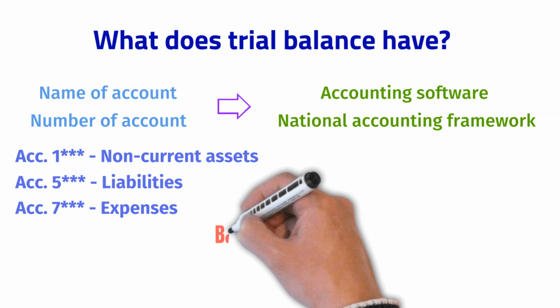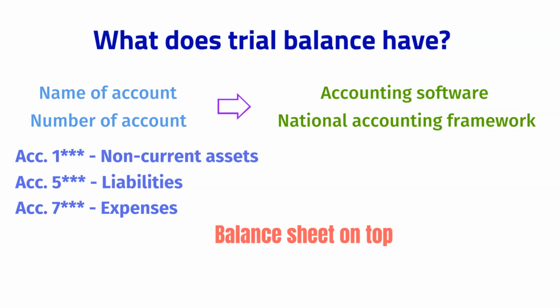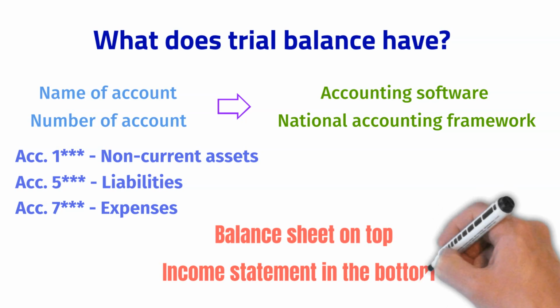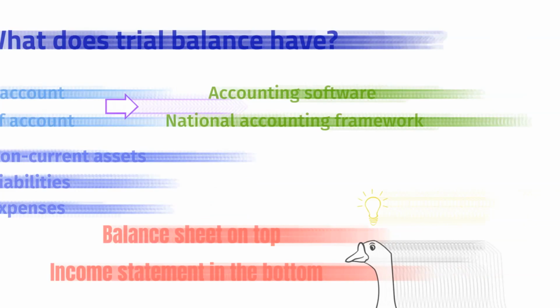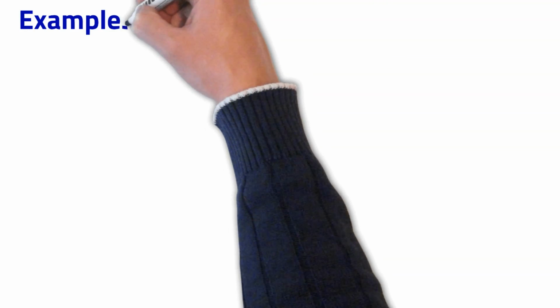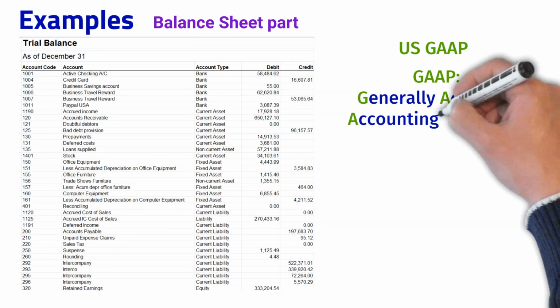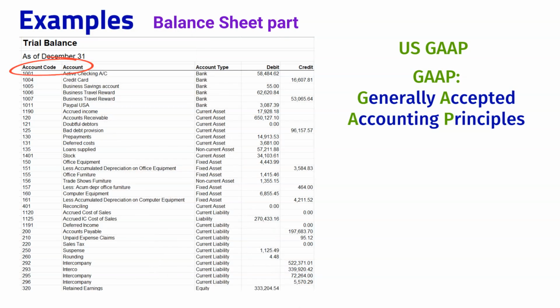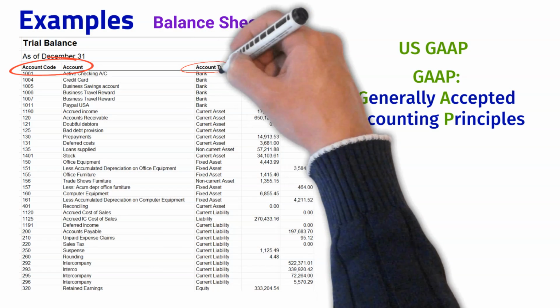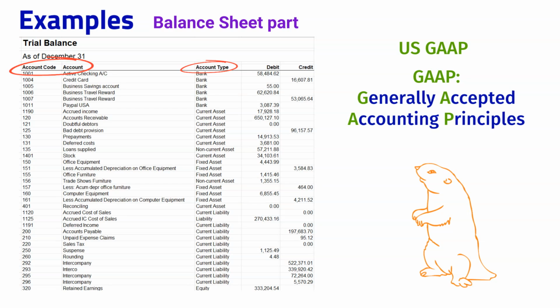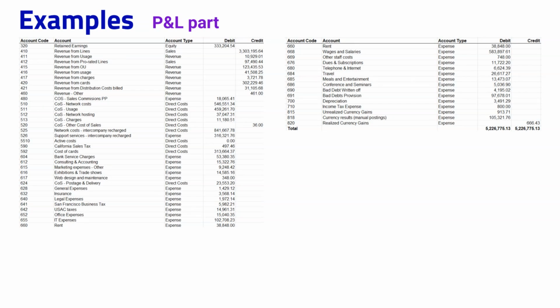In addition, in the trial balances, usually balance sheet items are in the upper part and all P&L items sit below. Here you can see an example of a trial balance in accordance with the US GAAP. GAAP stands for Generally Accepted Accounting Principles. In this trial balance we have account numbers, account names, mapping to balance sheet and income statement lines. As you see, balance sheet accounts are on the top, income statement in the bottom. The logic is completely the same as we discussed. Assets are debits, liabilities are credits, revenues credits, expenses are debits.